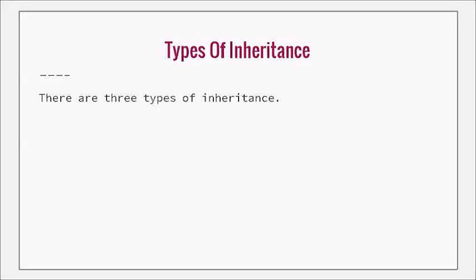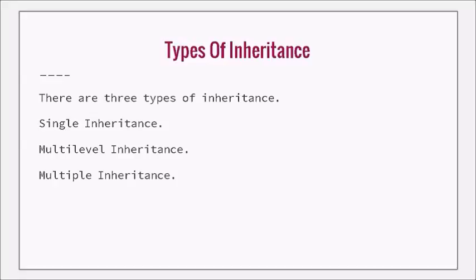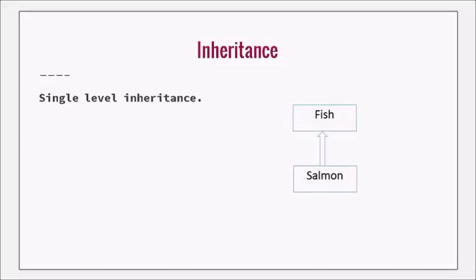Now, what are the types of inheritance? There are three types of inheritance. One is single inheritance, second is multi-level inheritance, and third is multiple inheritance. Now let's see what these are. The first one we are seeing is single level inheritance. That means there is one parent class and one subclass. The subclass or the child class is inheriting the properties of the parent class. So this is called single level inheritance.